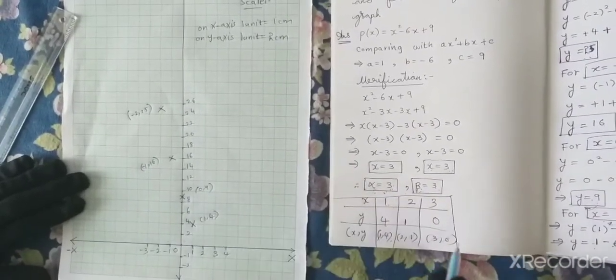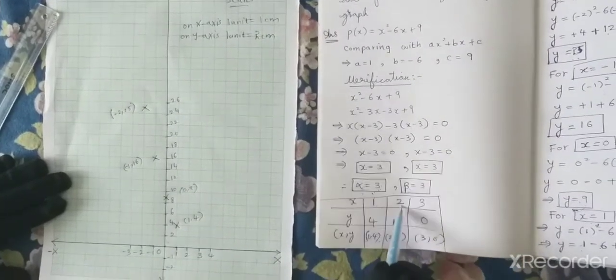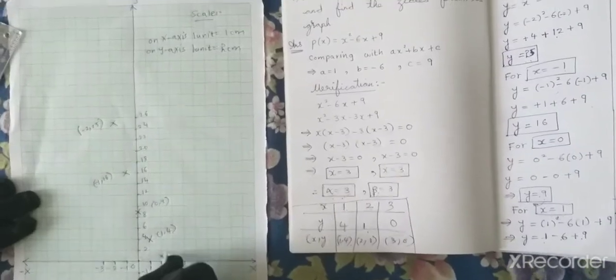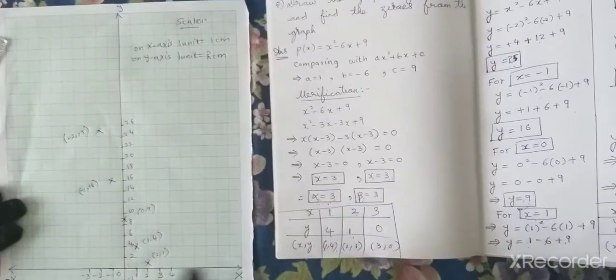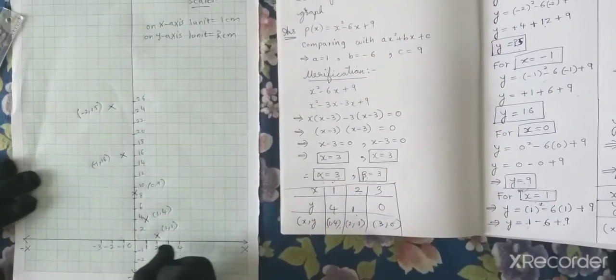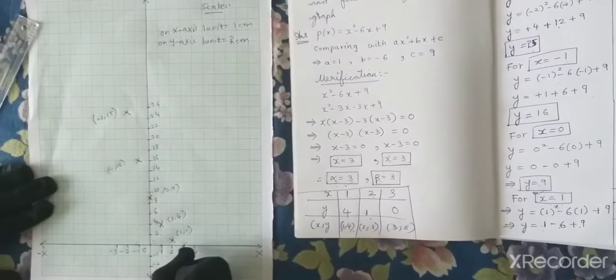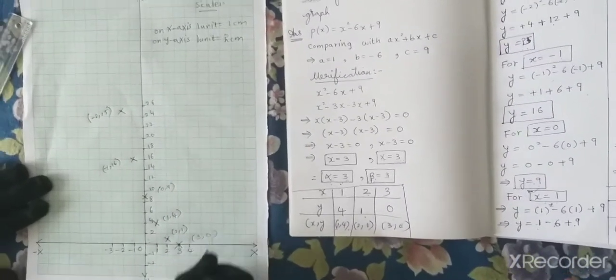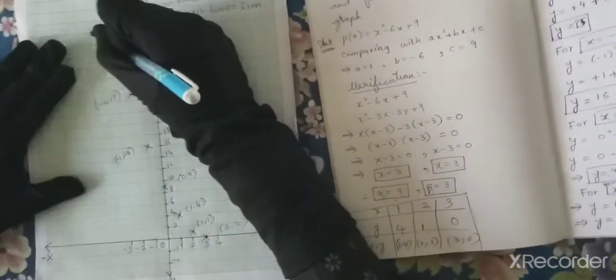What is my fifth point? When x is 2, y is 1. X is 2, y is 1. Here. Last point is when x is 3, y is 0. Y 0 means the point lies on the x-axis and the value of x is 3. 3, 0. Now join all the points in such a way that it should make a U-shaped curve.